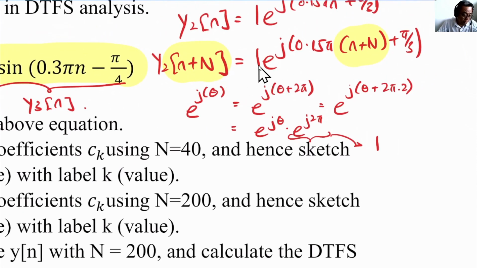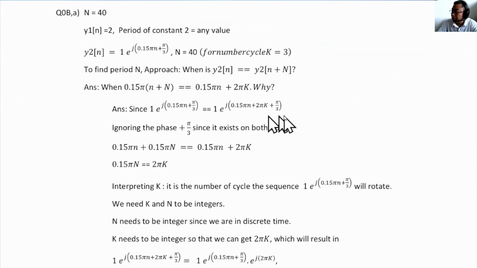Once we understand this point, then the problem is really to see how is 2 pi related to n. The answer is on the next page. So let's see how we find y2[n] equal to y2[n plus big N]. What we are trying to find is that 0.15 pi (small n plus big N) is equal to this. So we want to make sure that 0.15 pi times big N is equal to 2 pi times k, whatever k is, 1, 2, or 3, and so on, but k must be an integer.